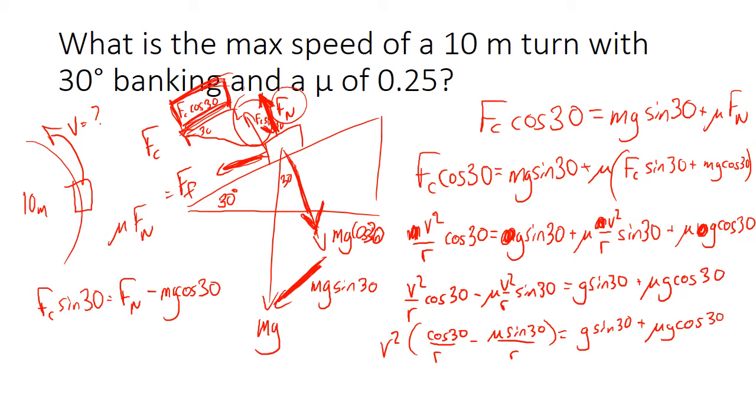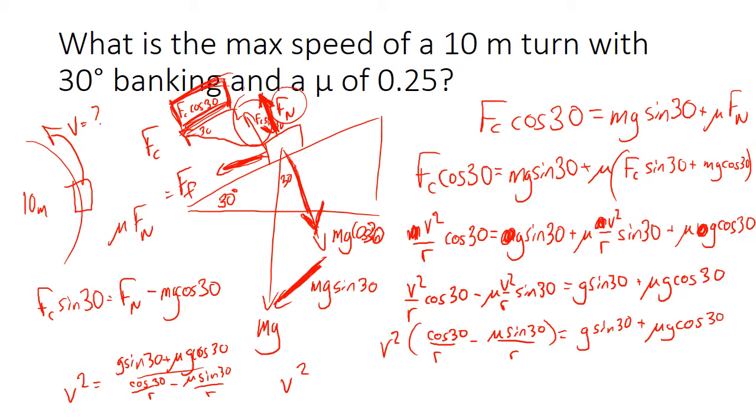Right, so that means that v squared is equal to g sine 30 plus mu g cosine 30, divided by cosine 30 over r minus mu sine 30 over r. I guess you could throw the r's up top, but I'm not going to worry about that. Ta-da! And then square root that.